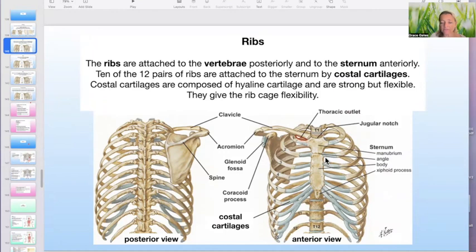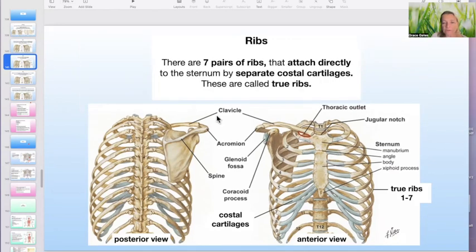Right? Just imagine if there was only a bone-to-bone joint from the vertebrae to the ribs, and in the front there was a bone-to-bone joint from the ribs to the sternum. We'd have a fixed size and position of the rib cage. But the costal cartilages step in and give the rib cage flexibility.